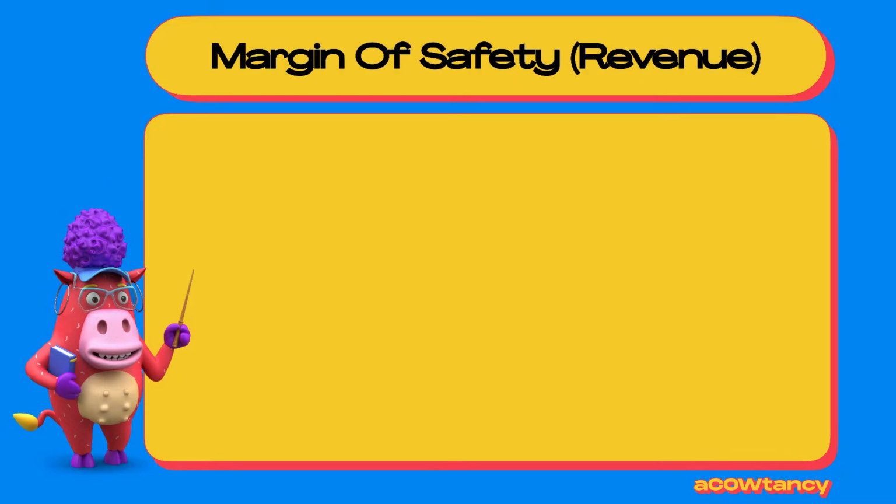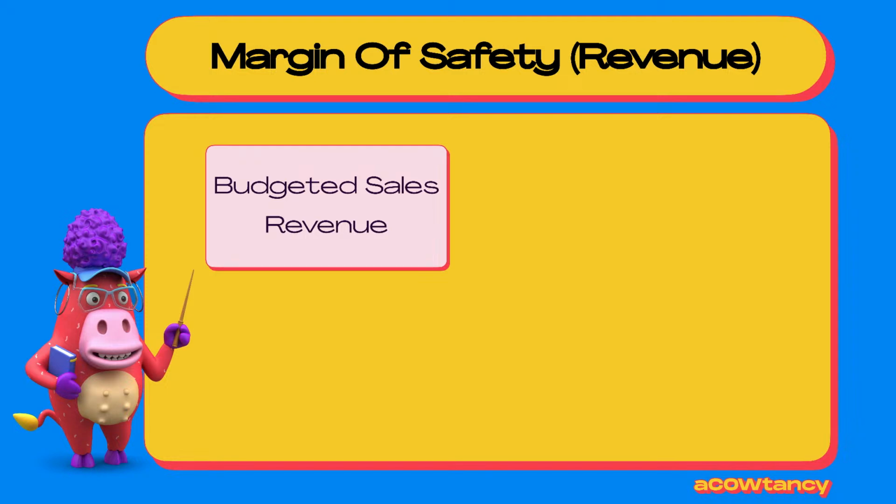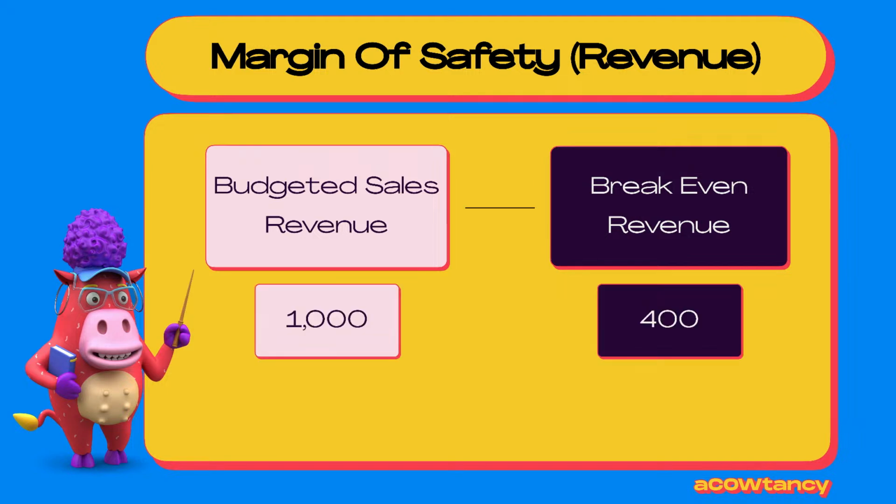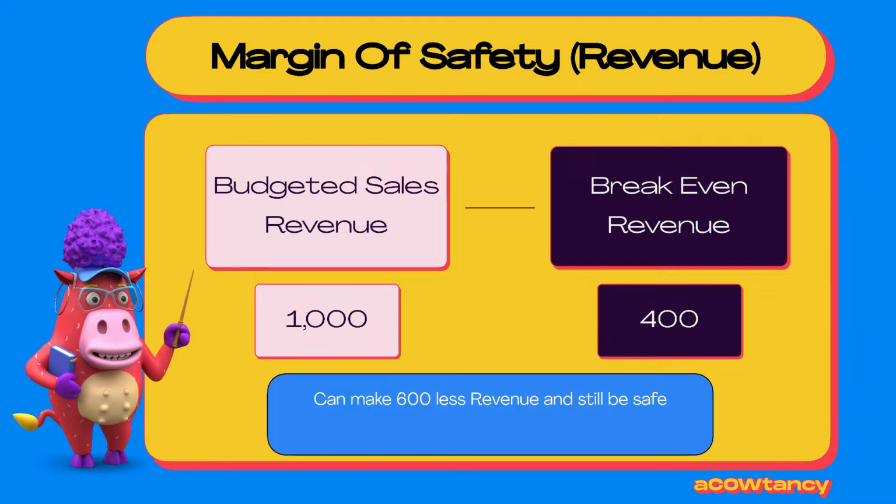Okay, keep going. What about margin of safety in revenue? I want you to always remember margin of safety is quite straightforward. So in revenue terms, it's just what was my budgeted sales revenue compared to what my break-even revenue is. I'll tell you how to work out break-even revenue in a few minutes. But obviously, if your budgeted sales revenue was 1,000 and your break-even revenue was 400, you've got 600 margin of safety, 600 less revenue you could make than you budgeted, and you'd still be safe.